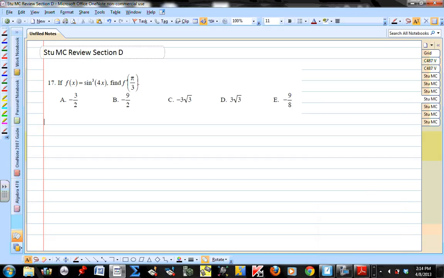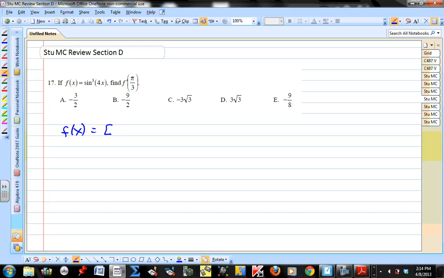Okay, problem number 17 is straightforward. Section D, we're dealing with tangent lines and linear approximation. Right now, we're just dealing with a straightforward skill. We're talking about finding the derivative of a function and evaluating that function at a specific location. So the first part of this problem is to differentiate f of x.